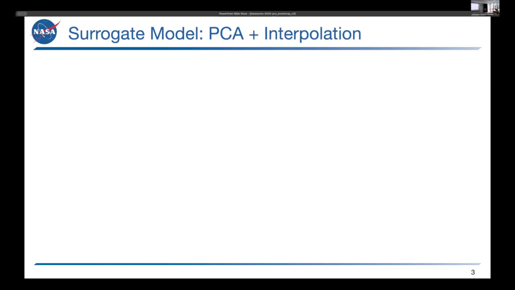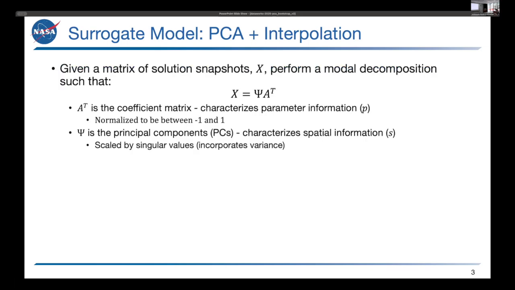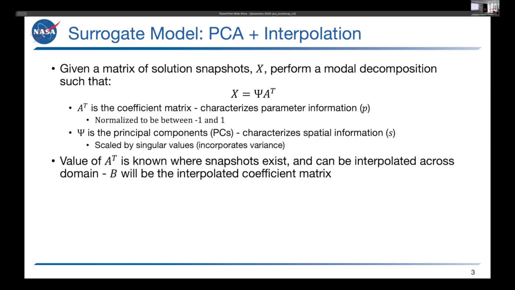So just a quick overview, so we're all on the same page when I say PCA plus interpolation. We get a matrix of solution snapshots X. We do a modal decomposition, so we get our principal components Psi times a coefficient matrix. We're making our coefficient matrix normalized, so all the values are between -1 and 1. The principal components characterize the spatial information, and they're scaled by singular values or eigenvalues, whatever you want to say, but they incorporate the variance, so they're not normalized.